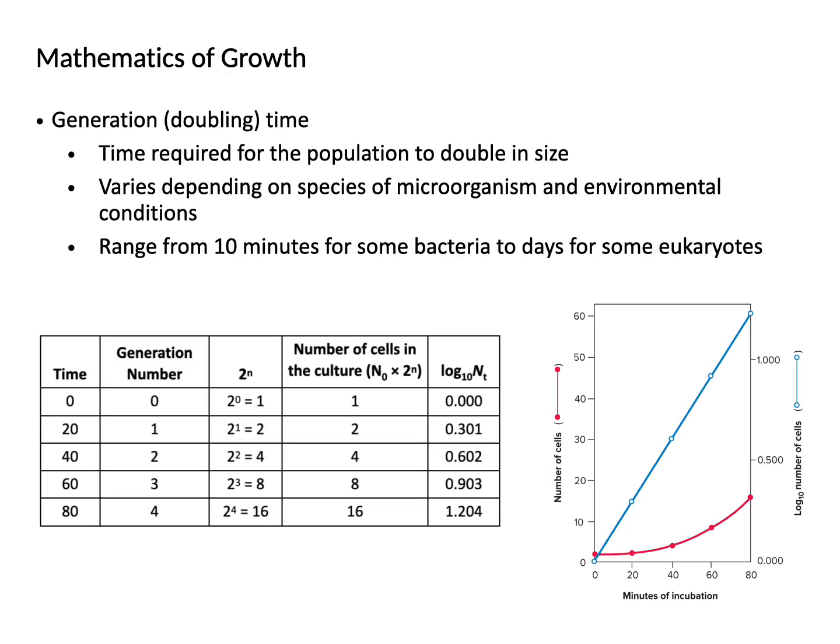We can measure growth. One of the common measurements we will do is calculating generation time. Generation time is the amount of time it takes for the population to double in size. This varies depending upon the species of the microorganism and also the environmental conditions. For some bacteria, their doubling time is 10 minutes. Others, like eukaryotic microorganisms, can take days. Again, it also depends upon the environmental condition.